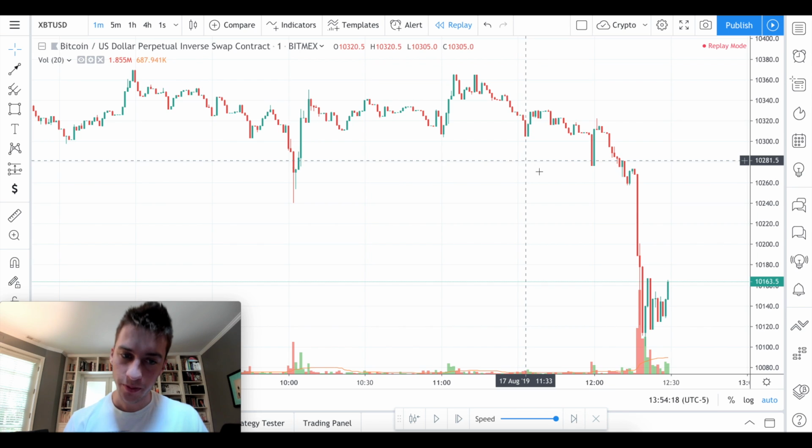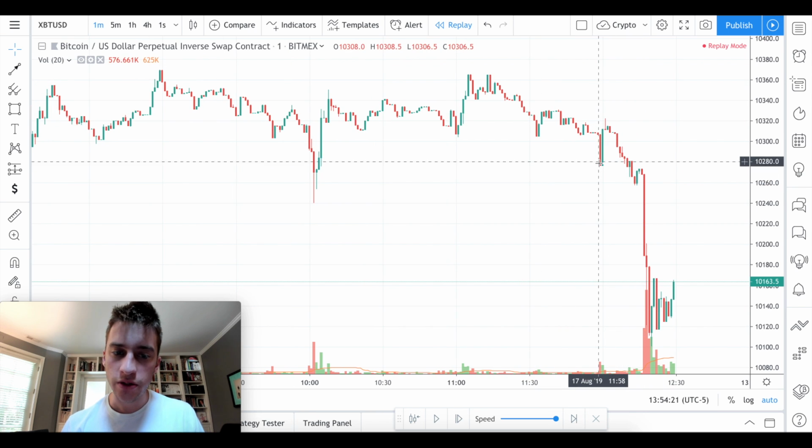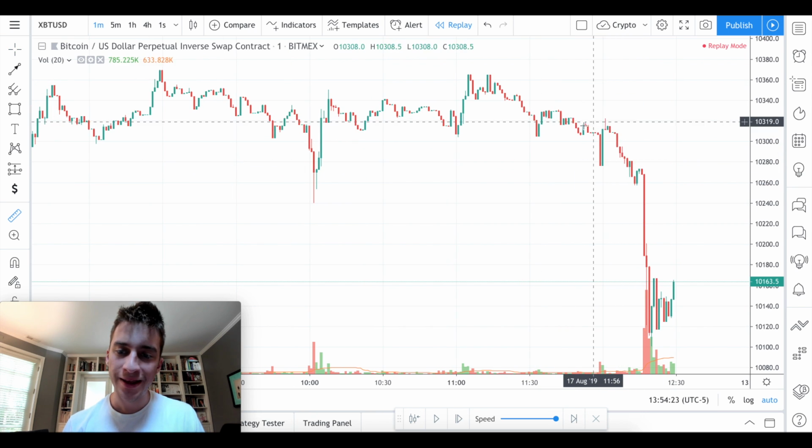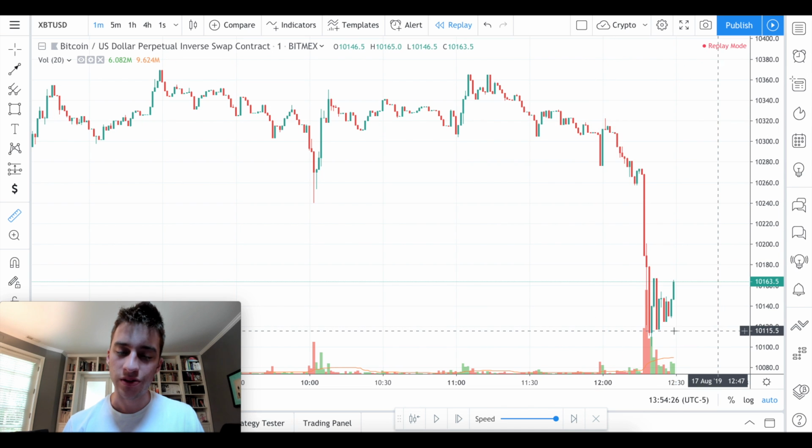Not at support. You don't short at support. That's dumb. You don't short here. What you do is you see a touch of support, you see that pullback, then you can short on that pullback and target those levels.